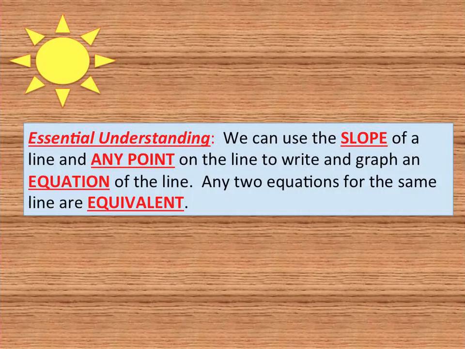We can use the slope of the line at any point on the line to write and graph an equation of the line. Any 2 equations for the same line are equivalent. Because you may be picking a different point on the line than your neighbor, your equations may look different. However, if they are correct, they will still be equivalent.